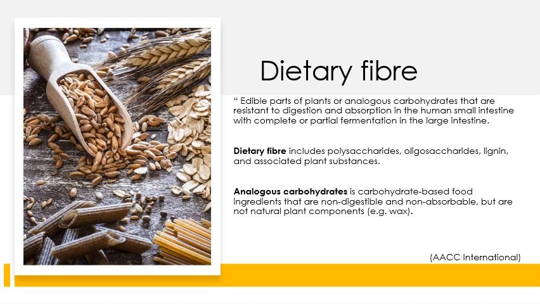So what is dietary fiber? These are edible parts of plants or analogous carbohydrates that are resistant to digestion and absorption in the human small intestine, with complete or partial fermentation in the large intestine. Dietary fibers also include polysaccharides, oligosaccharides, lignin, and associated plant substances. Whereas an analogous carbohydrate is a carbohydrate-based food ingredient that is non-digestible and non-absorbable, but is not a natural plant component, for example, wax.